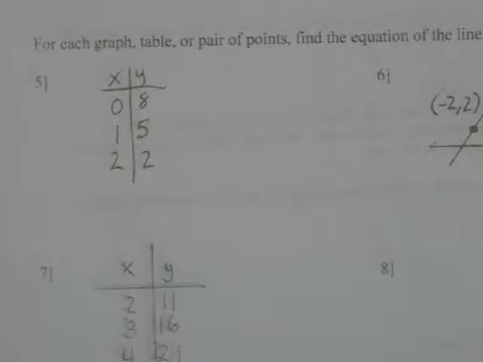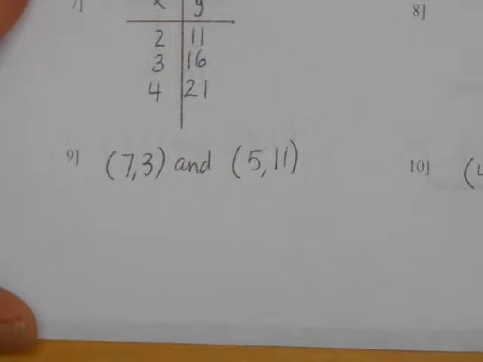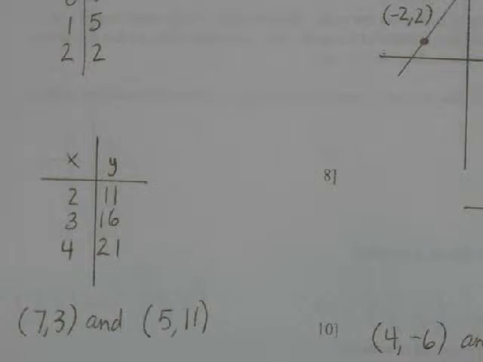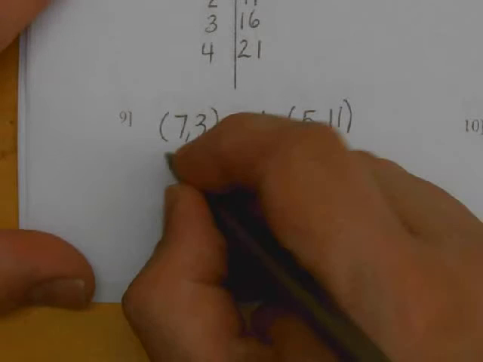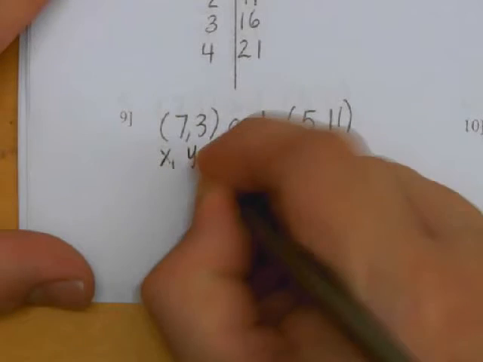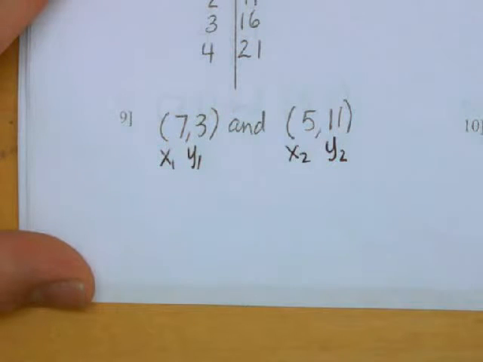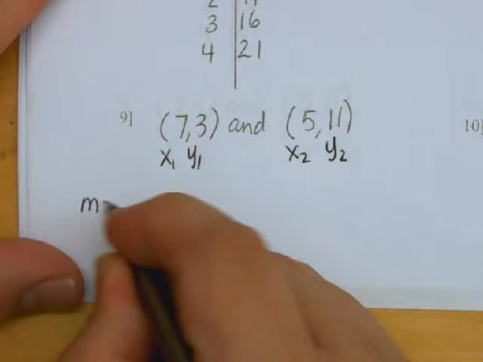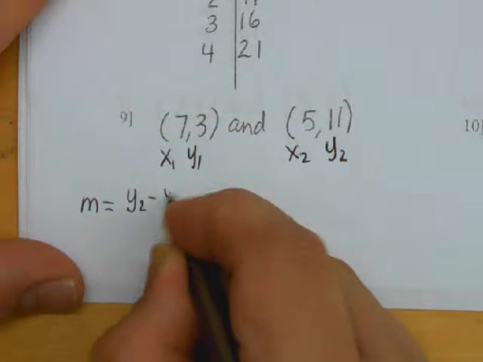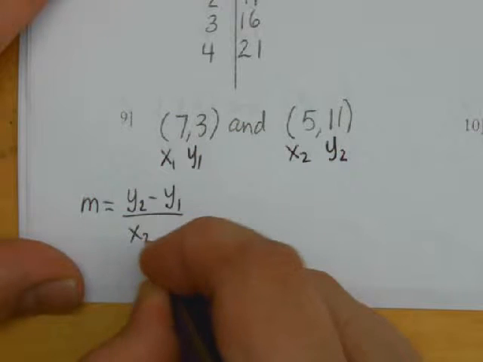Here are some select problems from the Unit 4 review. We'll start with number 9. We're given 2 points on the line, and this method would work for any of the problems 5, 6, 7, or 8 as well. So we'll first label the coordinates x1, y1, and x2, y2. And then we'll use the slope formula to find the slope.